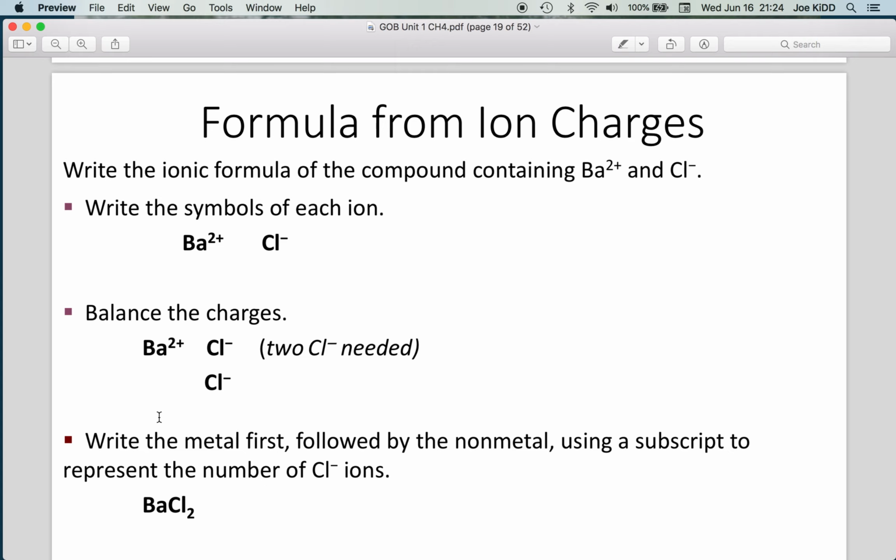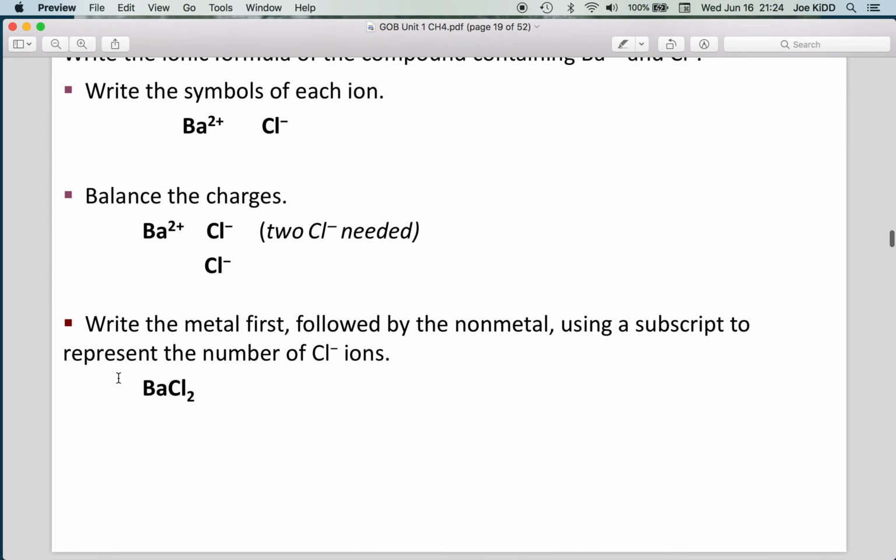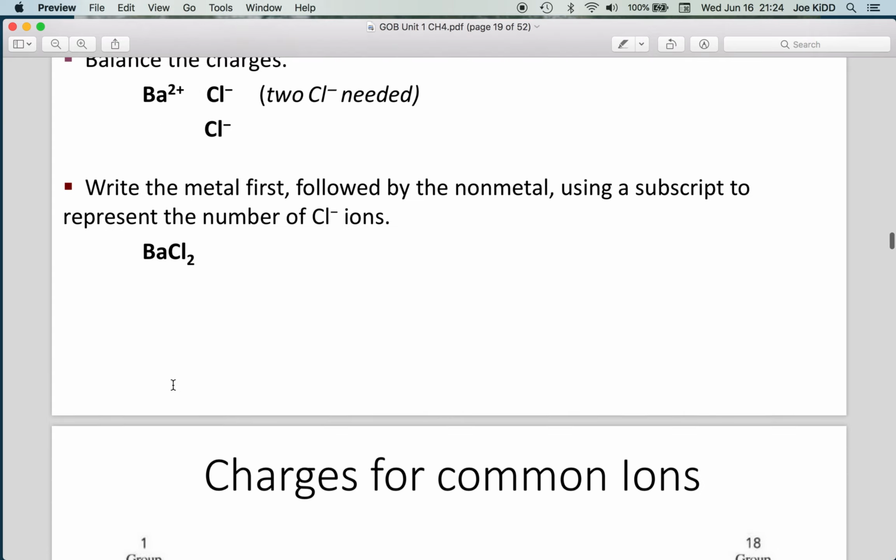Now I need to balance it. If I have a +2 here, I'm going to need -2 overall on this side, which means I would need 2 chlorines. Therefore, I can write it like this, BaCl2. The 2 represents that I have 2 chlorines.